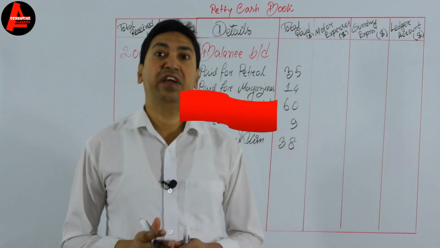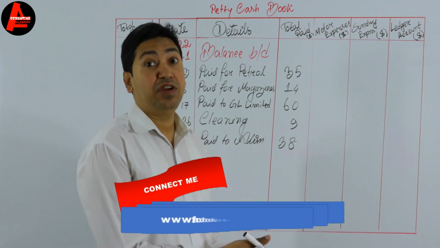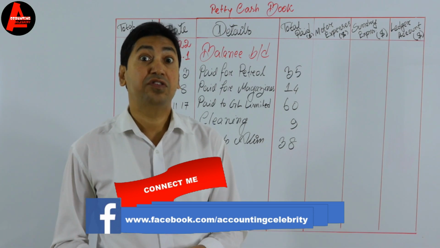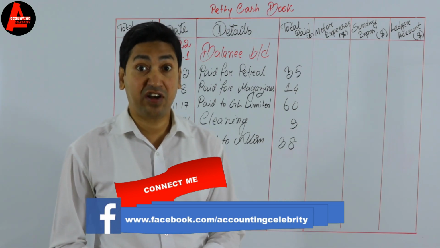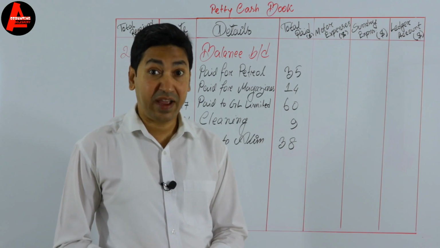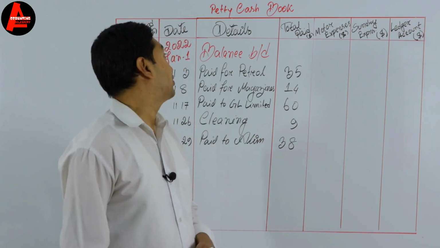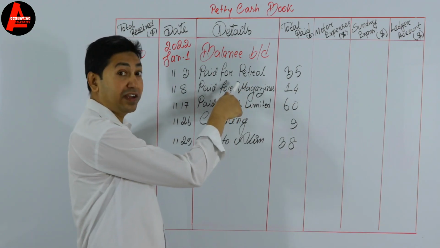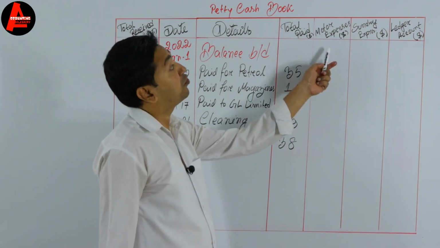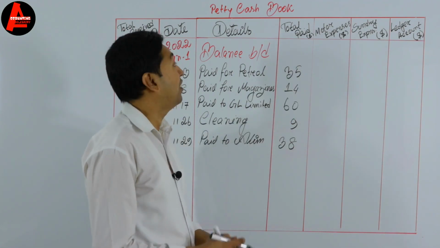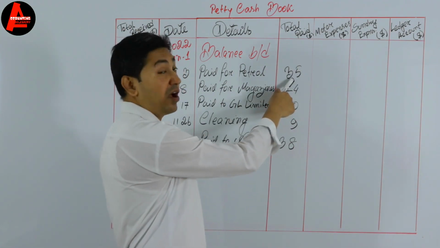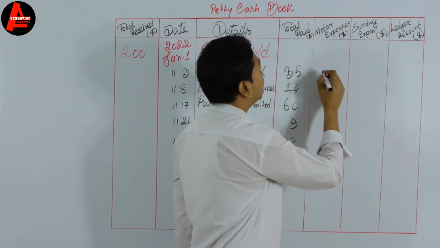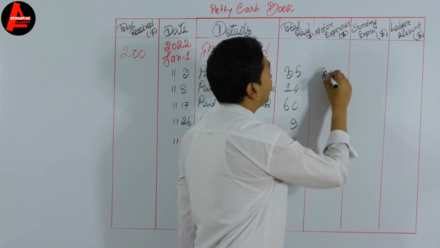Now we need to classify these transactions. Here we have some bigger expenses, some general expenses, and some transactions related to ledger accounts. These are not actually expenses. So let us classify. The first one is paid for petrol. This is a motor vehicle related expense. That's why we put a column here, motor expenses. We will take this amount, $35, from the total paid column to the motor expenses column.